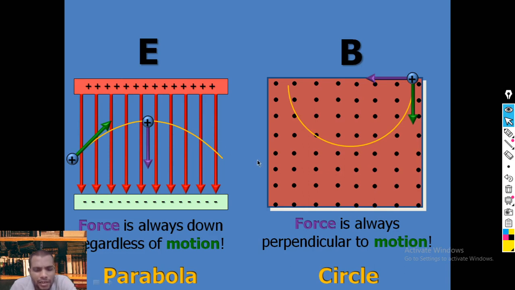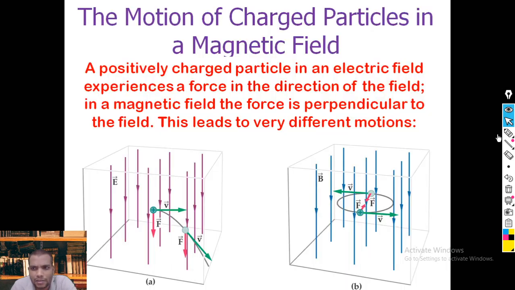But if we release the same charged particle in a magnetic field, that motion gives a circular path. Here the magnetic field is only a half portion, that's why it made a semicircle. But if we take a full magnetic field, then it makes a circular path.